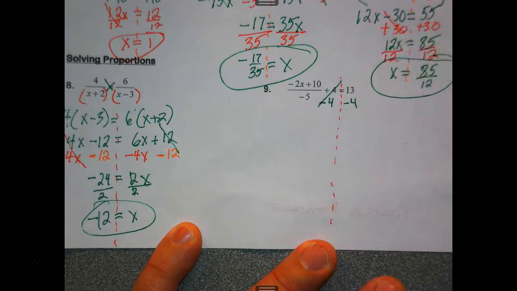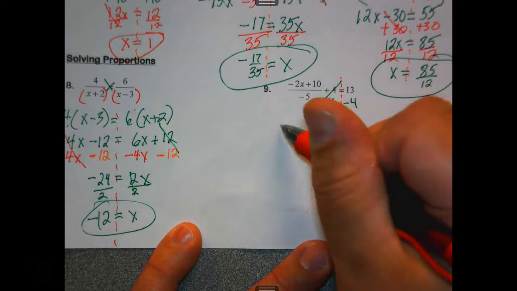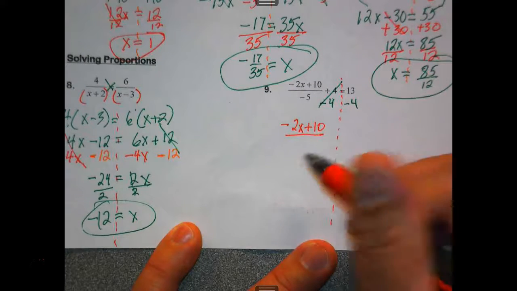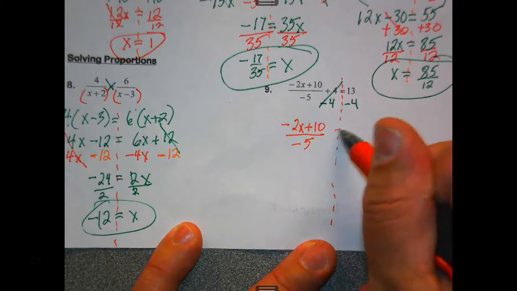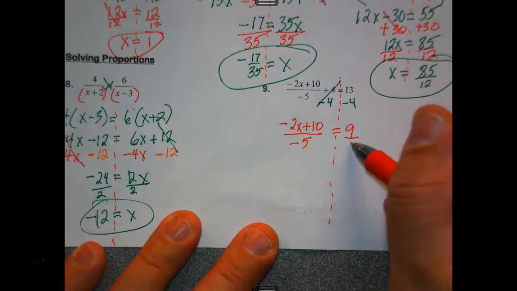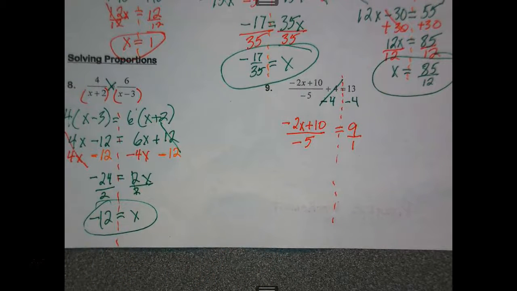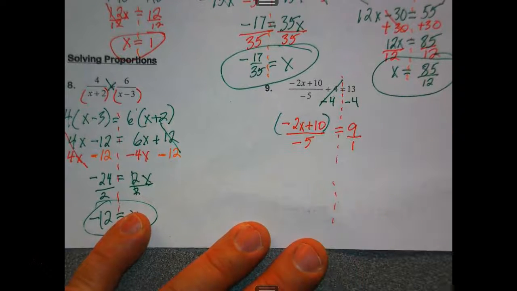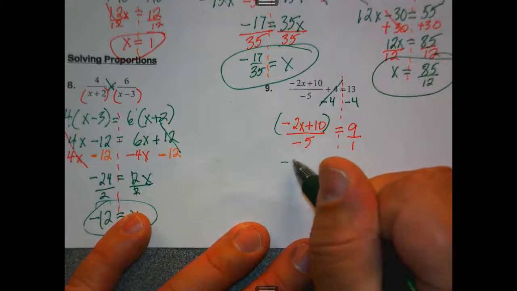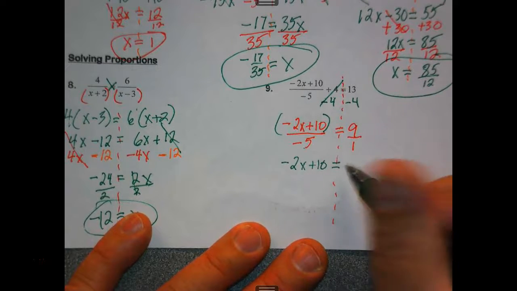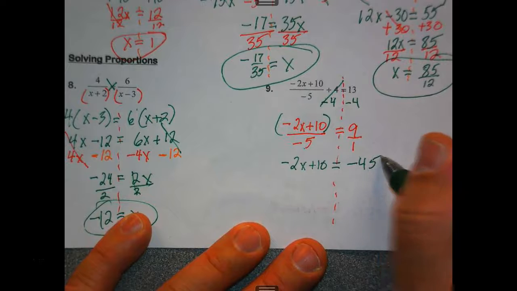That gives me a ratio on the left-hand side, negative 2x plus 10. By the way, Ted, there's different ways you can do this, and I'm not going to show you. Equals 9. 13 minus 4 is 9. Now I have a ratio equaling a ratio. Cross multiply. Okay, this quantity times 1 is just going to be that quantity. And then negative 5 times 9, negative 45.